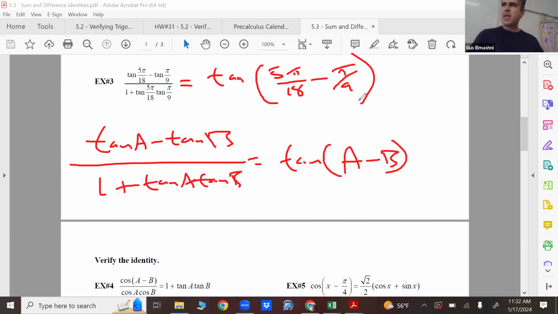Does that make sense? How I identify A and B, right? A is this one, and B is this one. A is that one, B is that one. Now, can I convert pi over 9 to another fraction? Good. Yes, find the LCD. Perfect. So I'm going to erase this and make it 2 pi over 18.